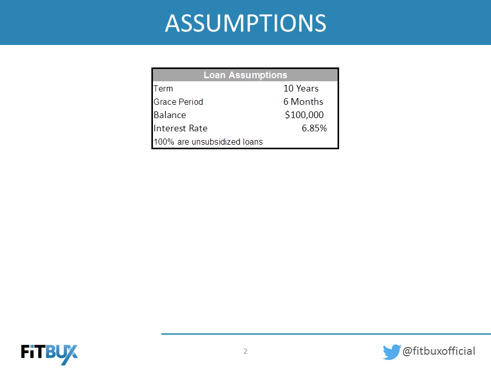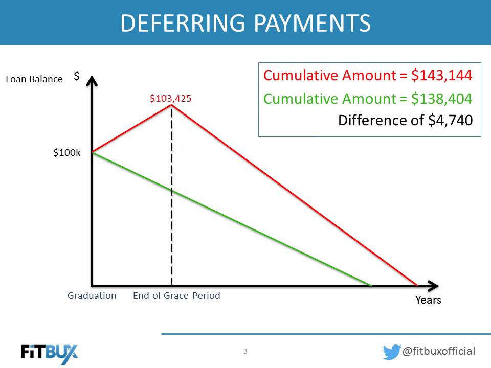Now, in evaluating and determining how to apply the advanced strategy, we need two numbers. The first is, during those 6 months grace period, if I defer, how much interest do I actually defer? And in our case, it was $3,425. The second figure that you need, you have to figure out, okay, what's the difference between the cumulative amount that I pay if I defer relative to the cumulative amount if I don't defer? In our example, that difference is $4,740.